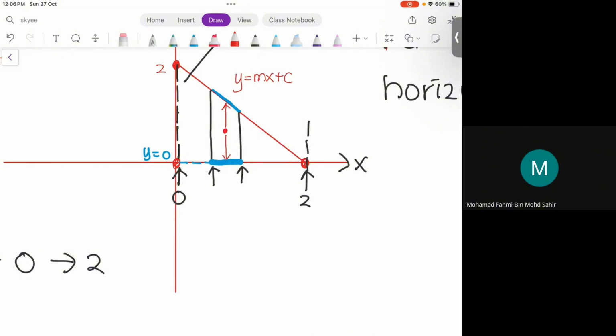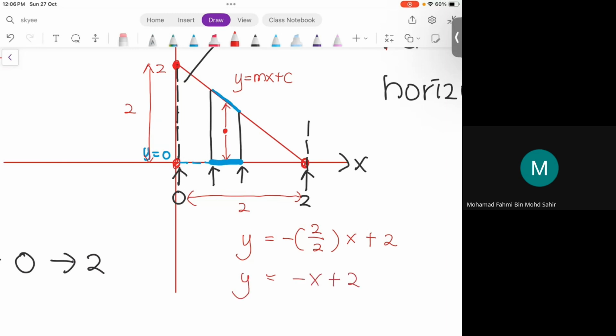Do you remember? C is the intersection point, right? So how to find the m? If the m is downward, meaning that it is negative, right? So we are going to take 2. 2 is the height over here, divided by the length of x. So this is 2 and this is 2. So you take 2 divided by 2, x plus the intersection point, which is over here, 2. So plus 2. So the equation for this straight line is negative x plus 2.